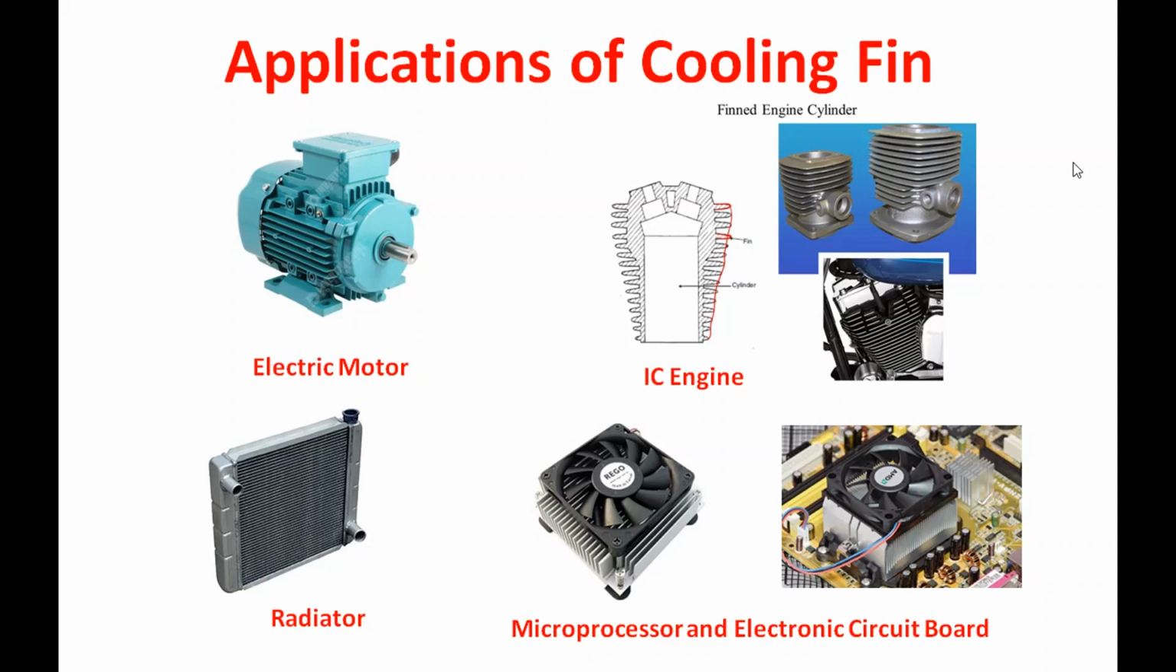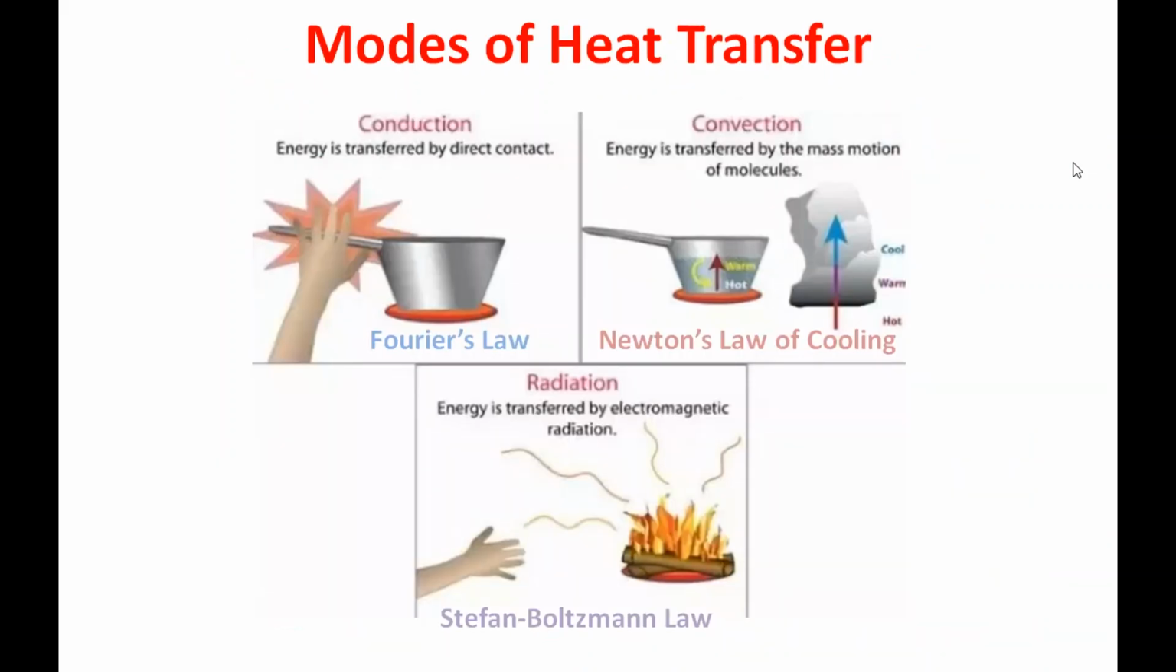In this part, we are going to make a mathematical model of the cooling fin. After that, we are going to derive the element characteristic equation for the cooling fin by using the one-dimensional line element. Before going to the mathematical model, we will quickly go through the various modes of heat transfer available. There are three modes of heat transfer possible: one is conduction, another is convection, and the third is radiation.